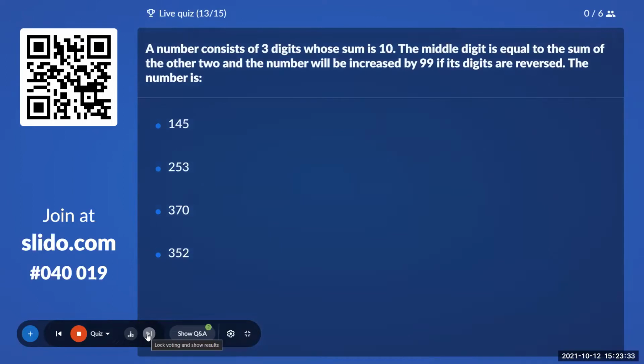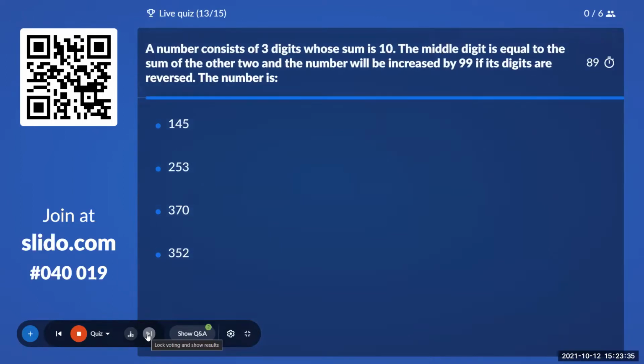Moving on. A number consists of 3 digits whose sum is 10 and the middle digit is equal to the sum of the other two, and the number will be increased by 99 if its digits are reversed. Then the number is what? Okay guys, here the basic approach should be to imagine the number. If you can just think what it should be, then it would be easier for you to solve this.